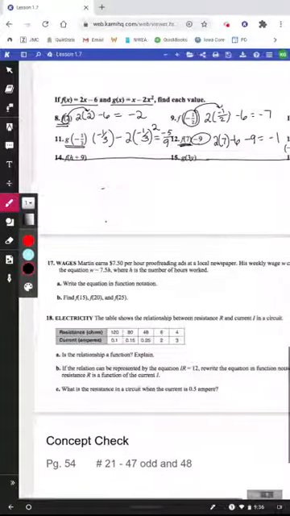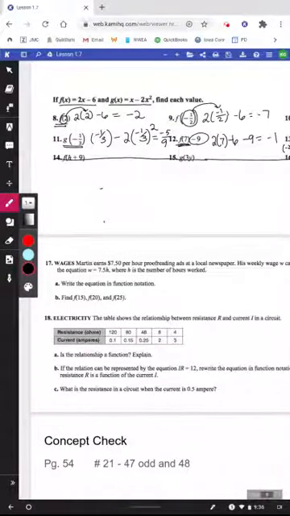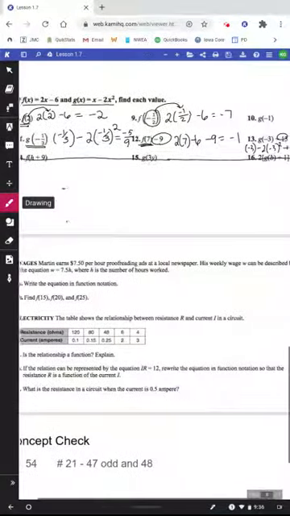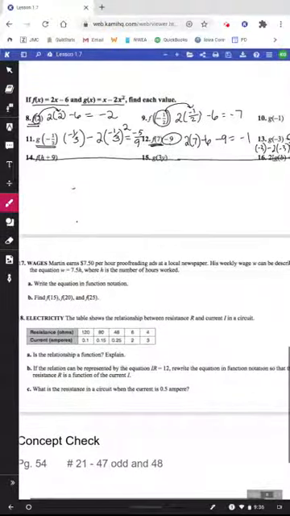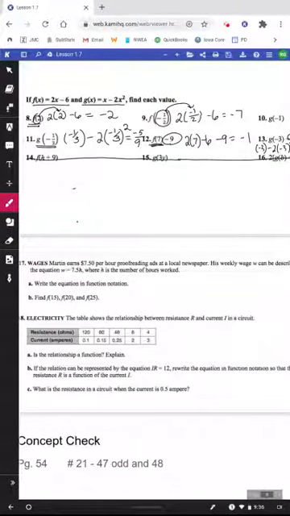Okay, Martin earns $7.50 per hour proofreading ads at a local newspaper. His weekly wage, W, can be described by the equation W equals 0.75H, where H is the number of hours worked. Write this equation in function notation. So in function notation, instead of W equals, we're going to use f of x equals. And then instead of the H, we're going to put the x there.